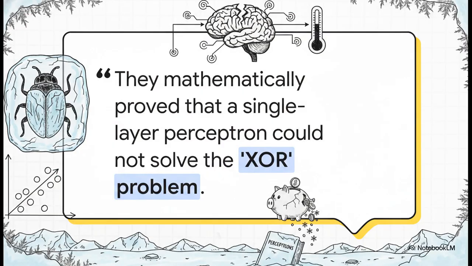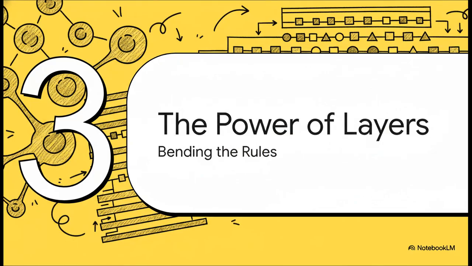And this wasn't just a small bug, some minor issue. In 1969, two AI pioneers, Minsky and Papert, published a book that mathematically proved this limitation. And the fallout was so devastating, it actually triggered what we now call the first AI winter. All the funding dried up, research grants disappeared, and progress in the field just about froze solid. So how did AI ever get out of that cold?